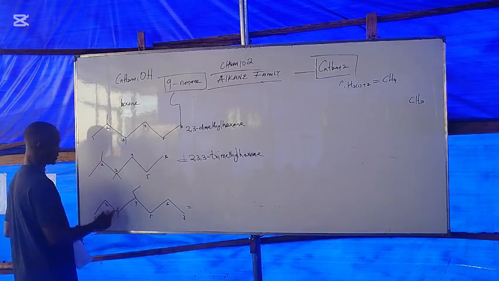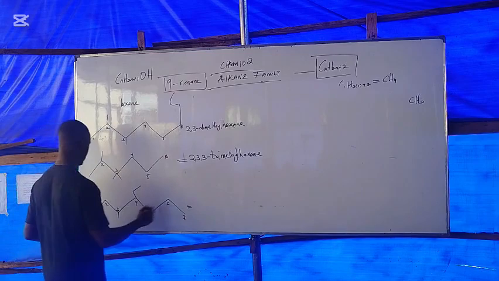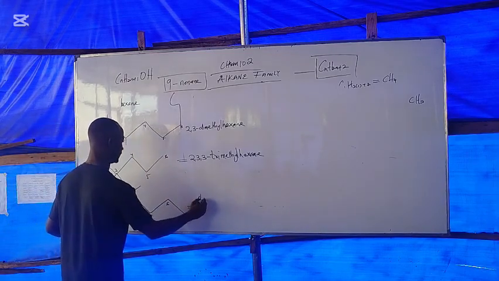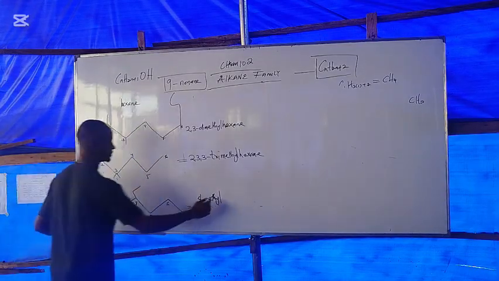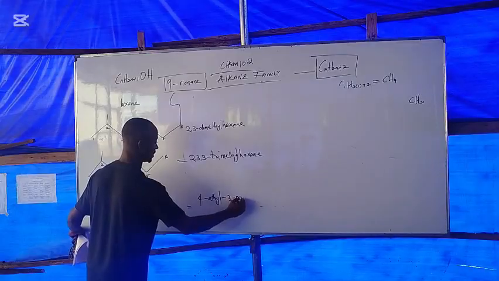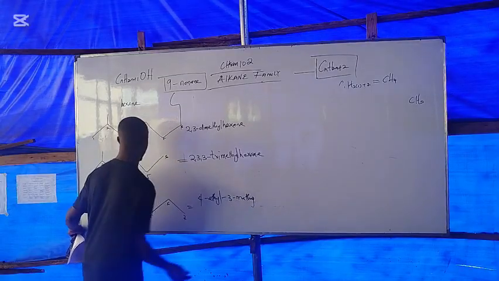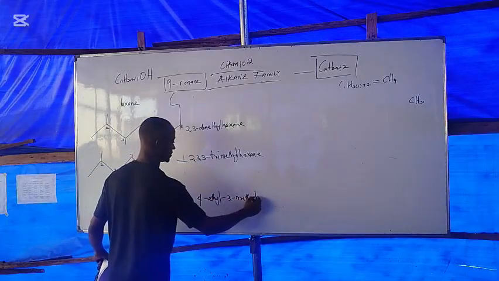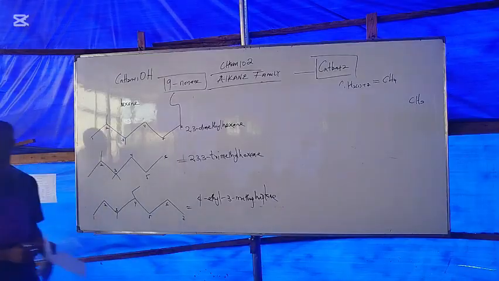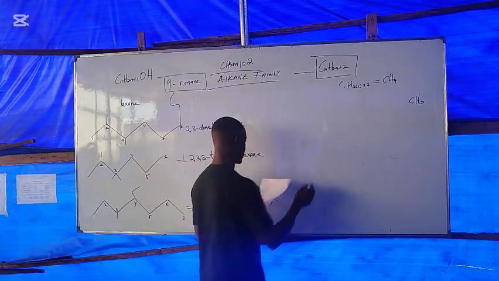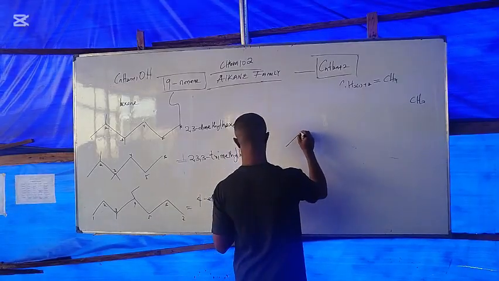Hope you're aware. So that will give us what? Let's go. 4 what? Ethyl, 3 methyl. The parent name is what? Heptane. It's clear, right? This compound.